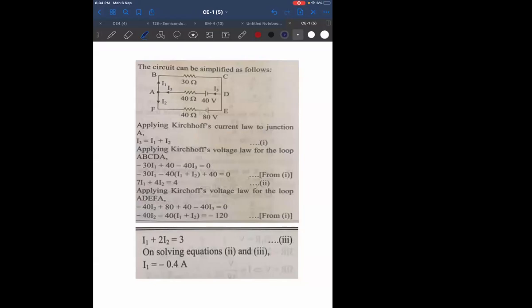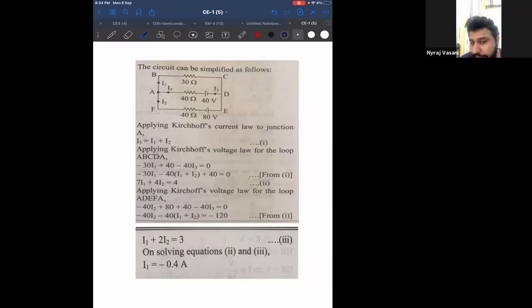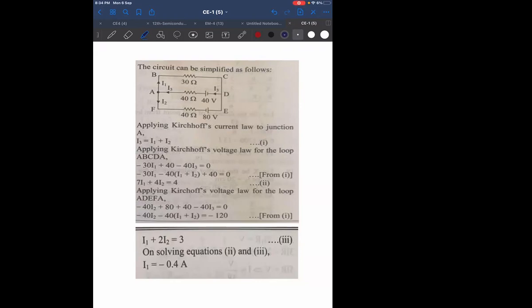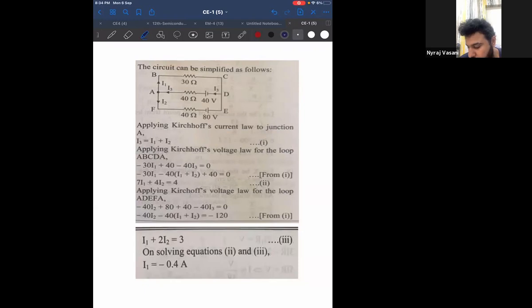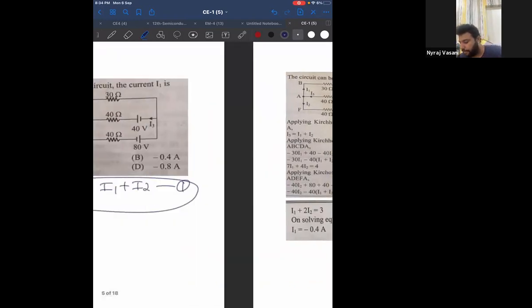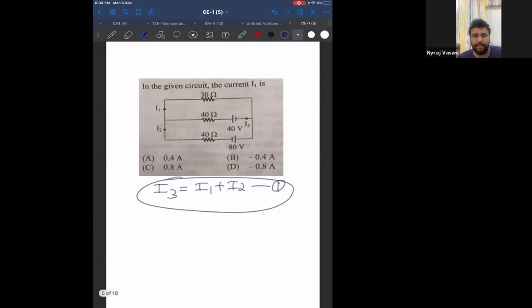Sir, here they took I3 as I1 plus I2. Okay, sir. Here they have taken I3 is equal to I1 plus I2. That even I gave you the clue, right? Over here, check. Without that, it becomes tough.